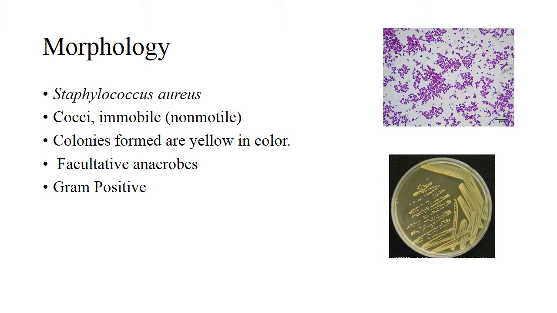Okay, so colonies formed by S. aureus are yellow. Aureus is the Latin name for gold. Staph aureus and the genus Staphylococci are facultative anaerobes, meaning that it is capable of aerobic respiration in the presence of oxygen, and in an anoxygenic environment, meaning that when there is no oxygen around, they can switch to fermentation. And as I said earlier on, it's a gram-positive bacteria.